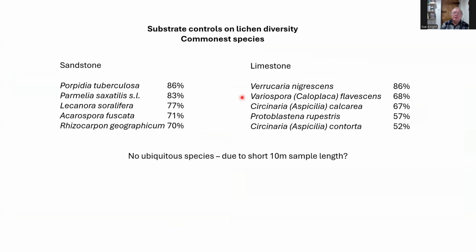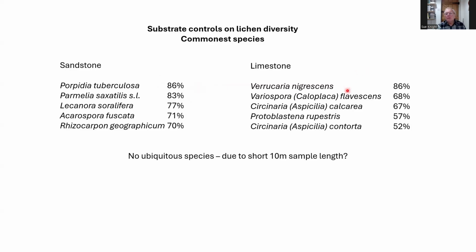Just taking the top 5 in each of the environments, and I'm going to use the old names if you don't mind. For sandstone, they were Porphyria tuberculosa, Parmelia saxatilis, Lecanora sorolifera, Acarospora fuscata, and Rhizocarpon geographicum. But note, even the commonest, Porphyria tuberculosa, occurred on only 86% of walls. There was never a case where a particular species was ubiquitous, which is a little surprising.